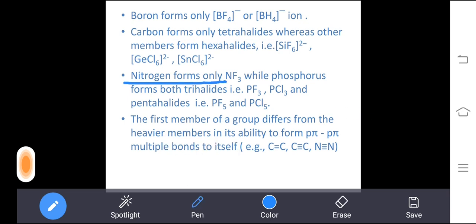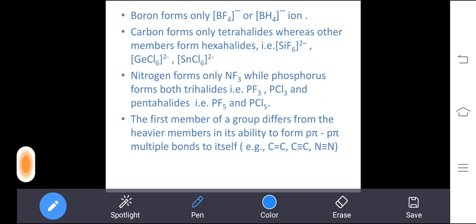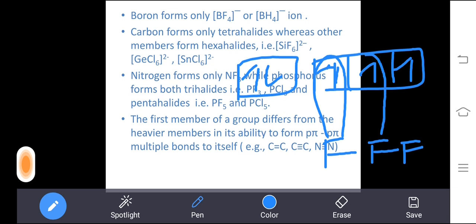Nitrogen forms only nitrogen trifluoride. The reason: the atomic number of nitrogen is 7, so 1s2, 2s2, 2p3. If we take the outermost electrons, 2s2 and 2p3. Nitrogen shares electrons with fluorine, each fluorine giving one electron, and forms a compound like nitrogen trifluoride, and the remaining pair will act as a lone pair of electrons.